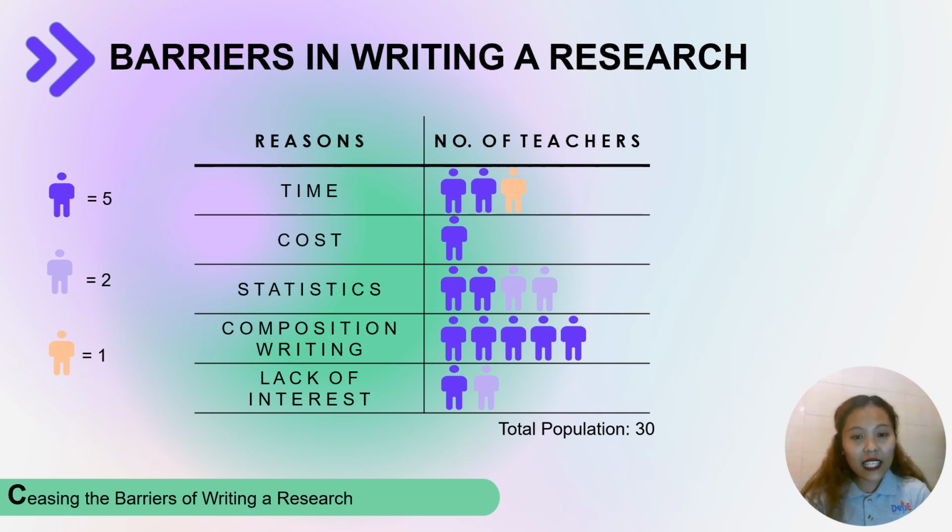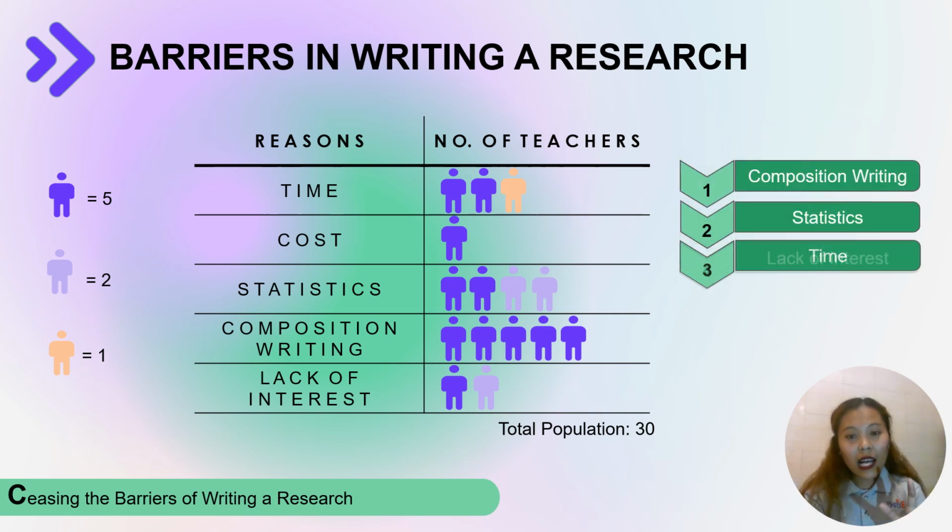Now, here is the result of the survey I conducted. For time, 11 teachers voted for that. Cost got 5 votes. Statistics got 14 votes. Composition writing got 25 votes. And the lack of interest got 7 votes.